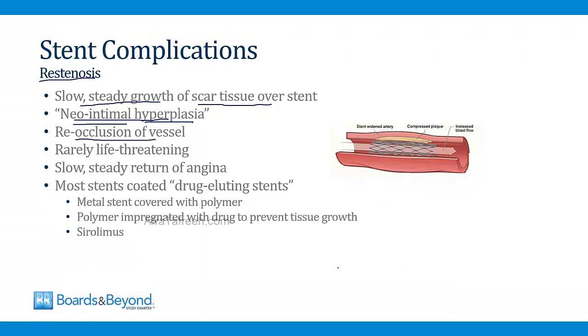The good news is, because this is not an atherosclerotic plaque, it's made up of scar. It's rarely life-threatening. It usually doesn't rupture and cause a myocardial infarction, but it can cause the slow, steady return of angina. We don't see this that much anymore in the modern era, and that's because most stents are now coated with a medication. They're called drug-eluting stents. So the metal stent is covered with a polymer, and the polymer is impregnated with a drug that inhibits scar tissue growth.